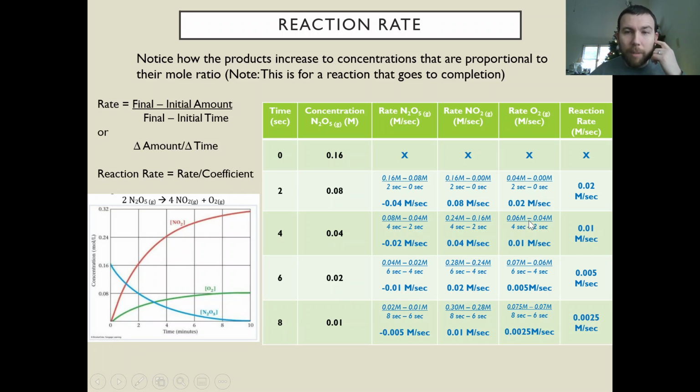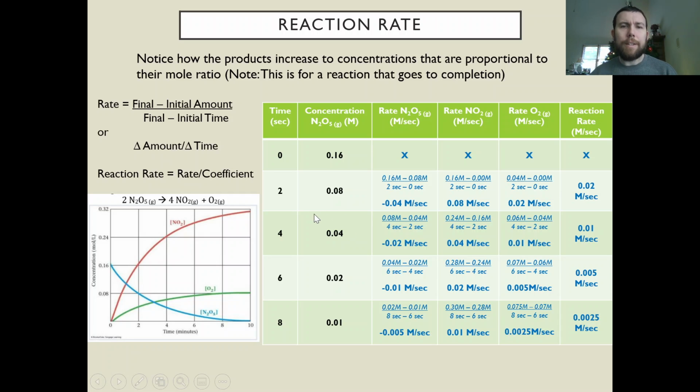So 0.04 divided by 2 gives us 0.02 molar per second. And then we get a reaction rate, which is calculated by taking the rate of our substance and dividing it by its coefficient in the stoichiometry. And hopefully what you would notice is that for all of those, if you follow that process, 0.04 divided by 2, that gives you 0.02. 0.08 divided by 4, that gives you 0.02. 0.02 divided by 1, that gives you 0.02.